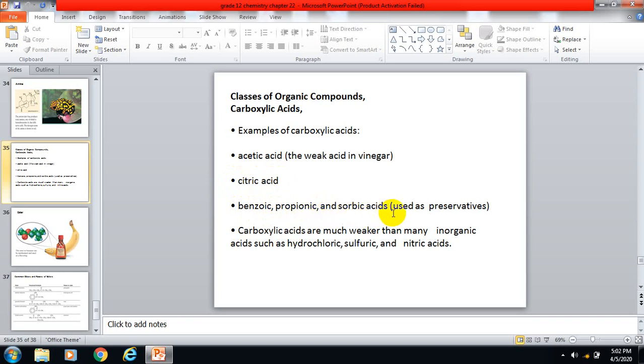You can say benzoic, propanoic, and sorbic acids are used as preservatives, to keep things for a long-lasting time. You can use sorbic acid, propionic acid, and benzoic acid. Carboxylic acids are much weaker than many inorganic acids. That's why they can keep the quality and lifetime, because they are weaker, unlike hydrochloric acid, sulfuric acid, and nitric acid. This is going to kill you straight away. Hydrochloric acid and sulfuric acid, H2SO4. If concentrated, it can melt your bones even. And nitric acid as well, HNO3.